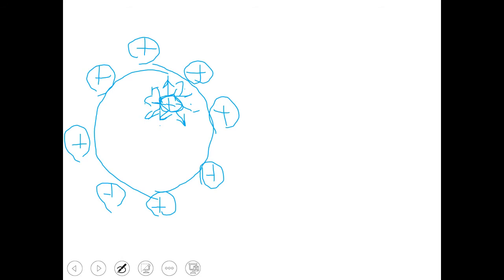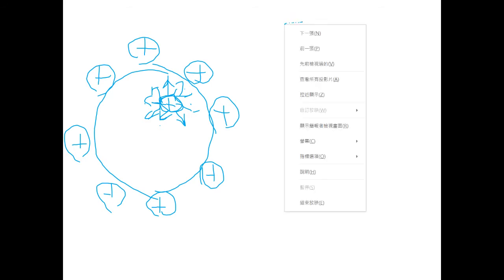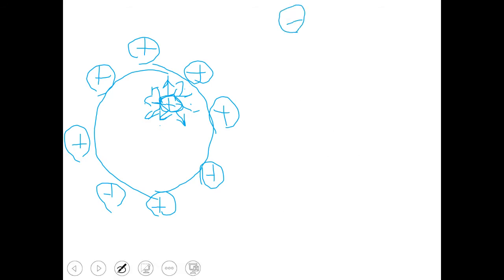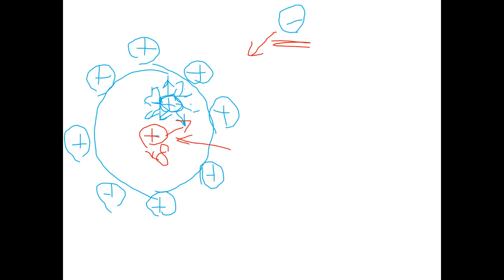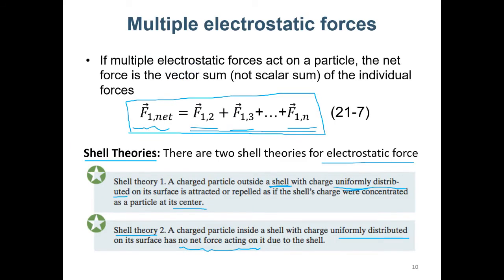However, if there is a charge outside, we can just assume all the charge is distributed at the center, so that this charge and this one will attract each other, because I assume this one is positive, this one is negative. If this one is positive, they will repel each other, as if all the charge is distributed in the center. So, any question for the shell theorem?